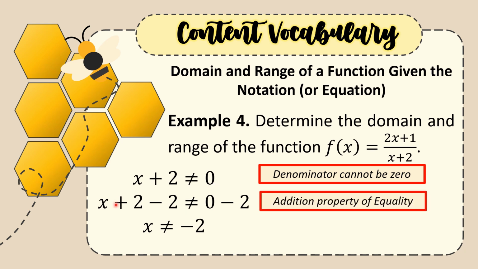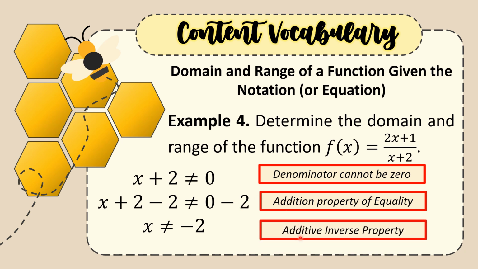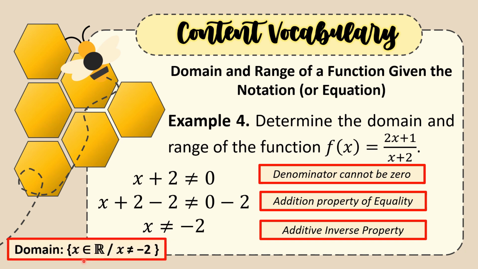Second, we apply the addition property of equality on both sides of the equation, and we apply the additive inverse property. So 2 minus 2 is 0, and 0 minus 2 is -2. Then we can say x must not be equal to -2. Therefore, our domain is x is an element of all real numbers such that x is not equal to -2.